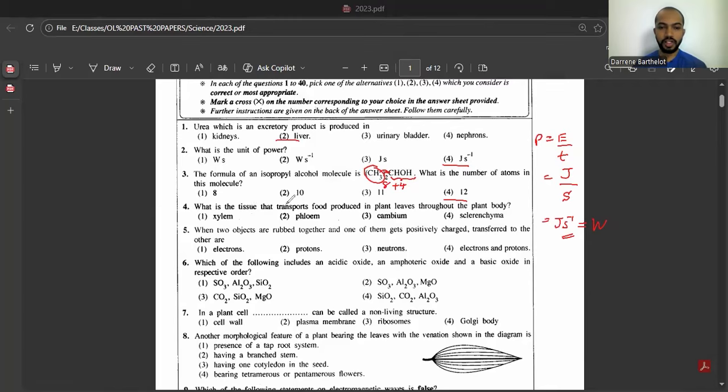Fourth question, what is the tissue that transports food produced in plant leaves throughout the plant body? So it should be phloem, and the food is translocated as sucrose. If they ask for the tissue that transports water and minerals, it should be xylem. So those are the two main complex permanent tissues present in plants.